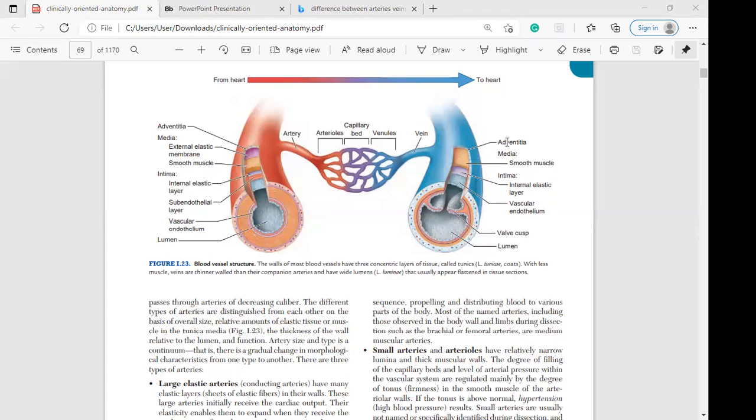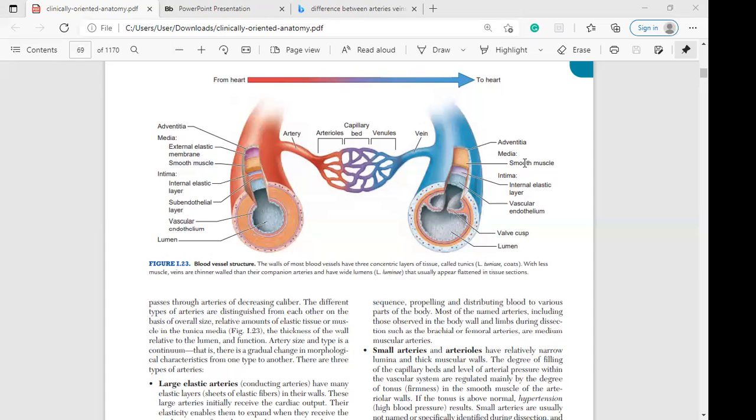So you now see why arteries are thicker than the veins. In terms of layers, the arteries have 3 tunics, but how many layers altogether? 1, 2, 3, 4, 5, 6 layers altogether. But here you only have vascular endothelium, internal elastic membrane, smooth muscle, and adventitia. Only 4. So the subendothelial layer is missing from the intima, and the external elastic membrane is missing from the media. That is why the arteries are thicker than the veins. And we said the reason is the pressure of the blood. Arteries carry blood at a higher pressure than the veins.